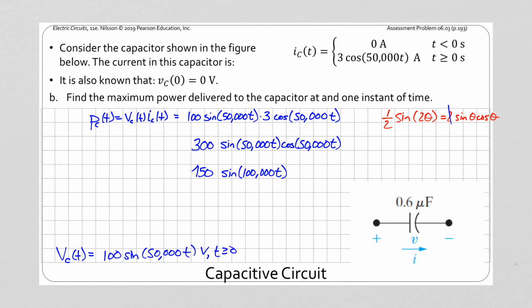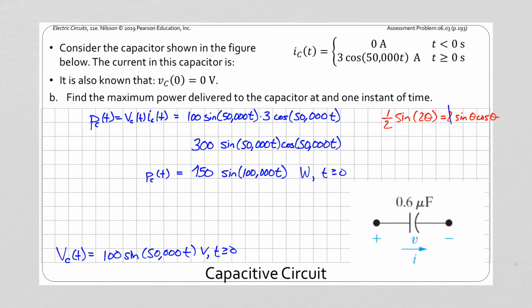We were using our voltage in volts and our current in amps, so if this is power, the power is going to be in watts, and we need to remind ourselves that this is only true for t greater than or equal to 0. Now, this is the power at any value of t, at any time, but what we're being asked is what is the maximum power.